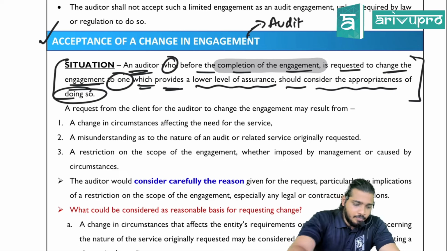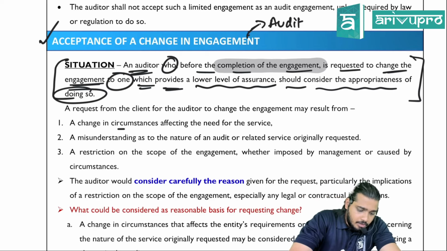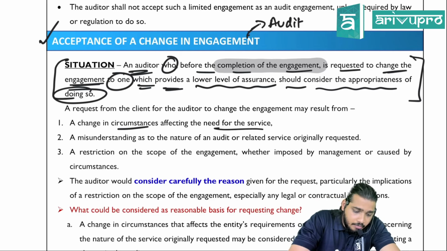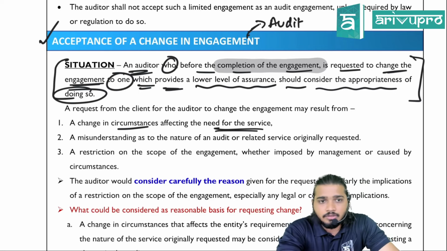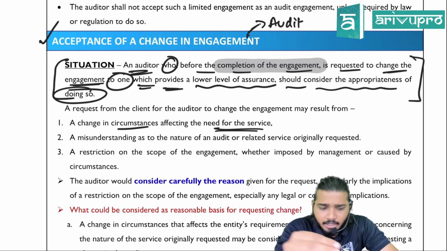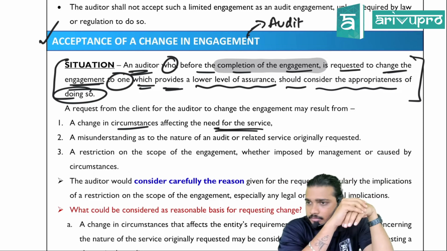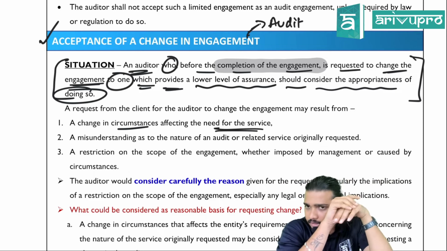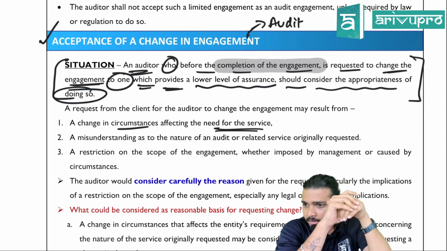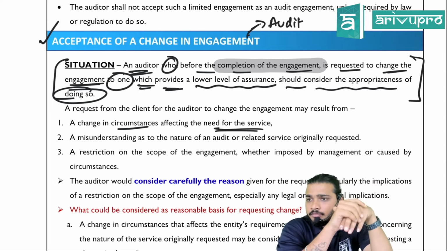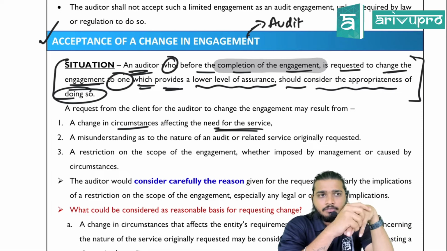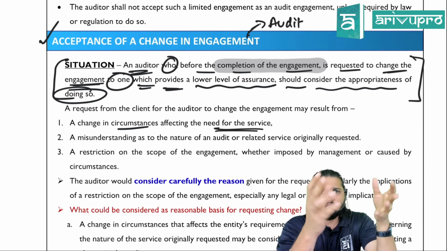Number 1, change in the circumstances affecting the need for the service. Imagine today I am taking this topic. Class timing is 7:30 to 1. Suddenly at 10 o'clock they come and tell me, sir, you have to stop class now. Finish up whatever you're teaching in the next 15 minutes. And I'm asking them why.